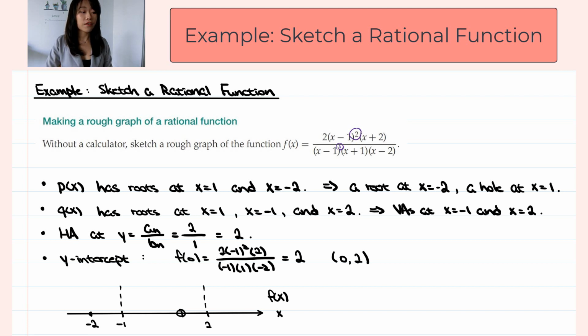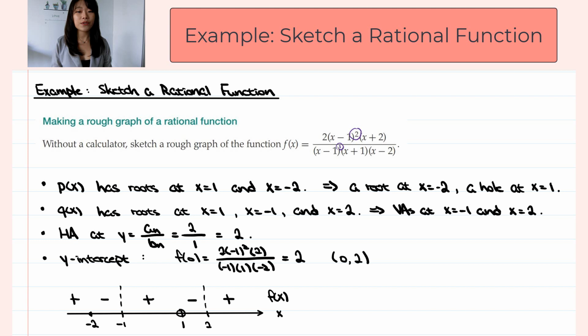For example, I can substitute -3 and I get a positive y value. So for the interval from -infinity to -2, the function is positive. Then I substitute another number between -2 and -1, for example -1.5, into the function, and I get a negative value. The next interval is between -1 and 1. For example, I substitute 0, and I already found that from the y-intercept, so this interval is positive. For the interval from 1 to 2, I can substitute 1.5 into the function, and I get a negative value. For the last interval, from 2 to infinity, I can substitute any number, for example 10, and I get a positive y value.